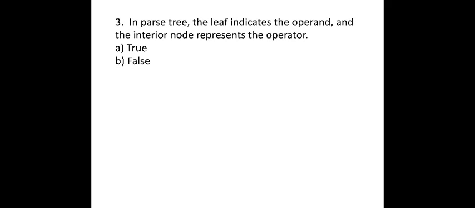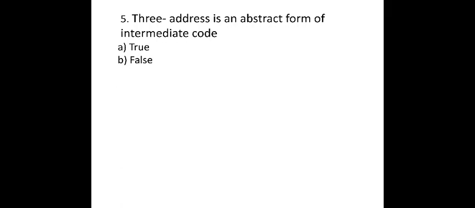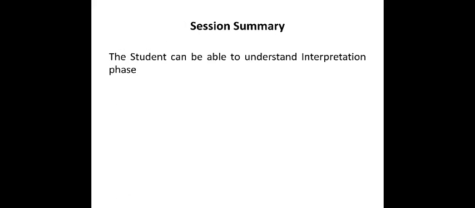In parse tree, the leaf indicates the operand and the interior node represents the operator. Yes, this is false. You have seen the diagram. In syntax tree, the leaf indicates the operand and the interior node represents the operator. We'll take this as an MCQ, and the answer is true. Three address code is an abstract form of intermediate code, and it is also true.